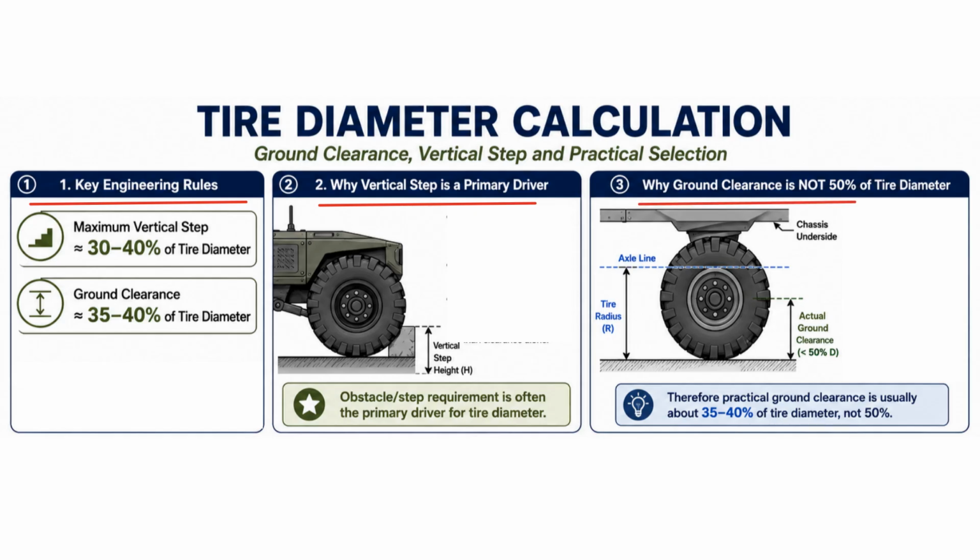The third section explains why ground clearance is not simply half the tyre diameter. Half the diameter is only the tyre radius measured up to the axle centre. Actual clearance is reduced by the axle housing, hubs, skid plates, suspension components, and underbody packaging. Tyre deflection under load also reduces the effective rolling radius. Therefore, practical ground clearance is usually closer to 35 to 40% of tyre diameter, rather than 50%.